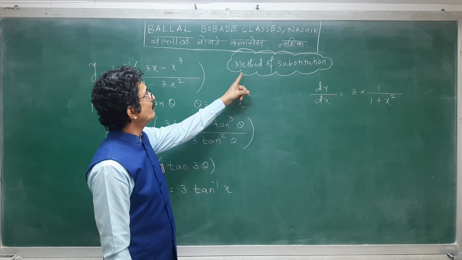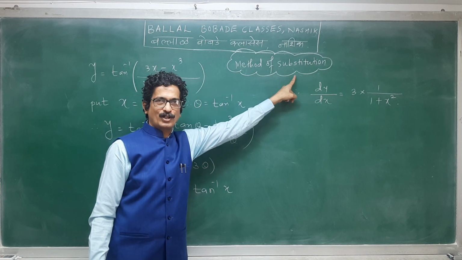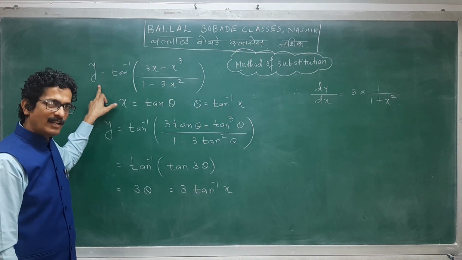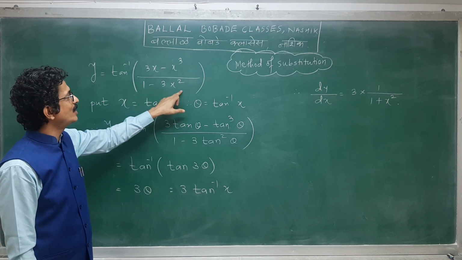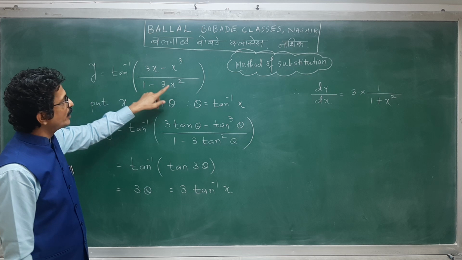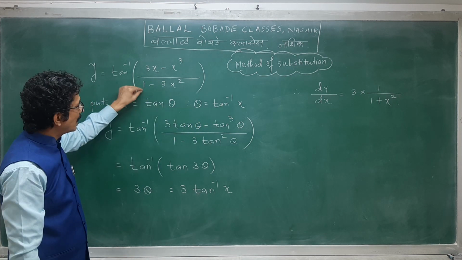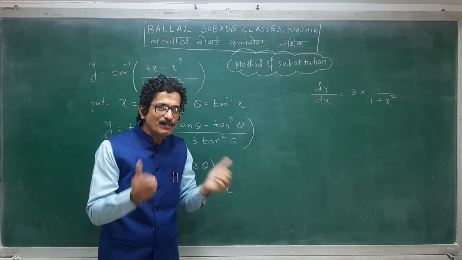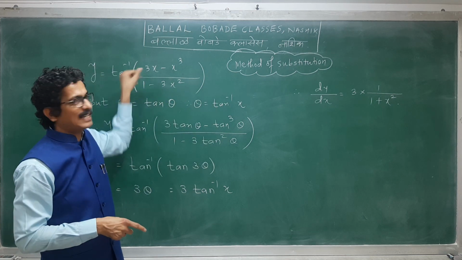Students, now we will see one example which is based on the method of substitution. Have a look at the sum. y equal to tan inverse of 3x minus x cube upon 1 minus 3x square. Now this expression is too big. You can solve it using the method of composite function taught a couple of minutes back, but the better way is to substitute something. What to substitute? We will try to substitute something which will simplify this expression.